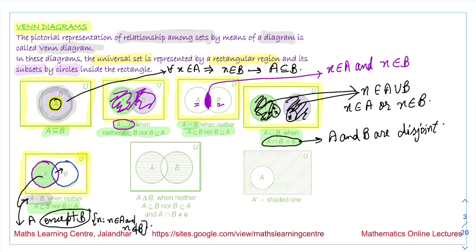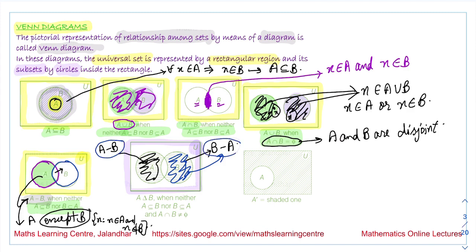Next we are talking about the symmetric difference. Again, the universal set U is represented with a rectangle. We have two sets A and B. This region of A is the portion A minus B, and this region of B is the portion B minus A. The union of both these portions is the symmetric difference A delta B.